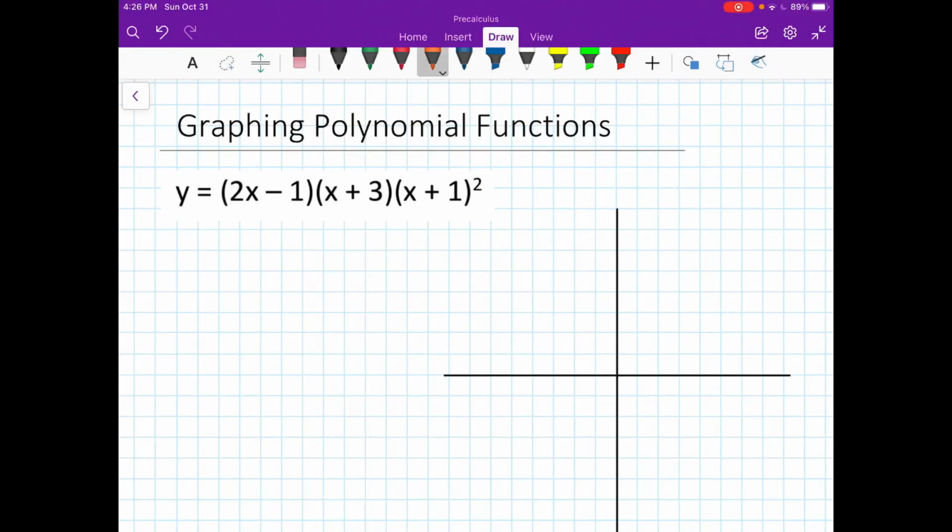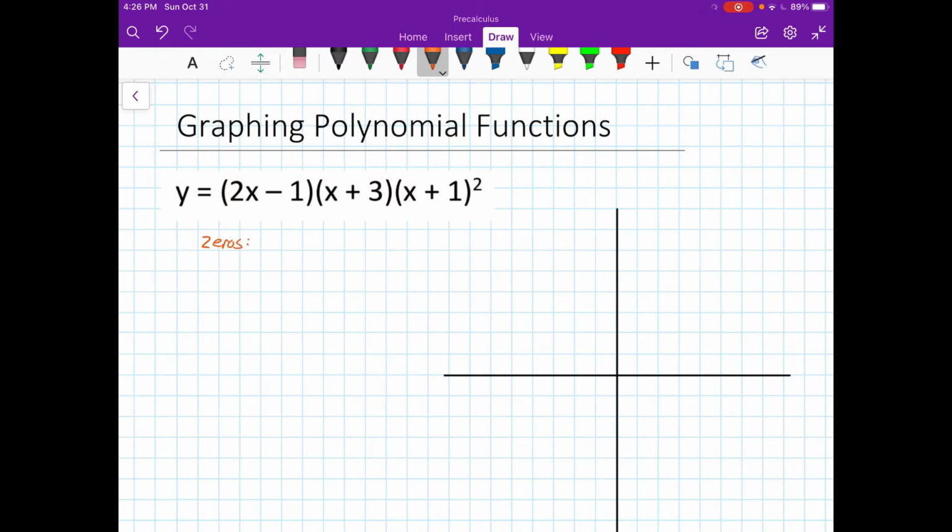We're going to go ahead and practice graphing polynomial functions. The first couple I have in factored form already, so we will go ahead and look at those. So we have y equals 2x minus 1 times x plus 3 times x plus 1 squared. Since it's factored already, we can find our zeros.